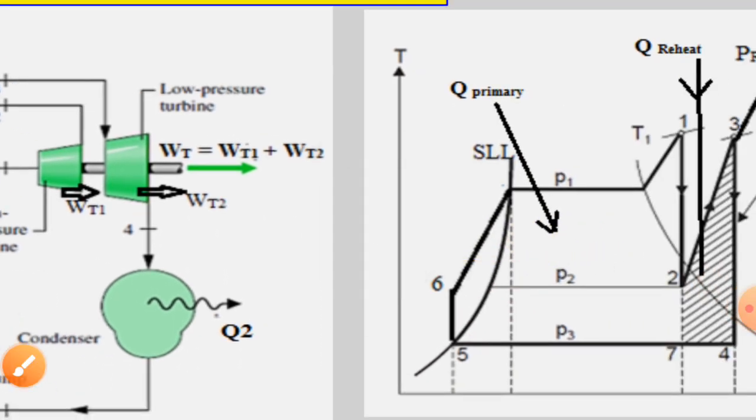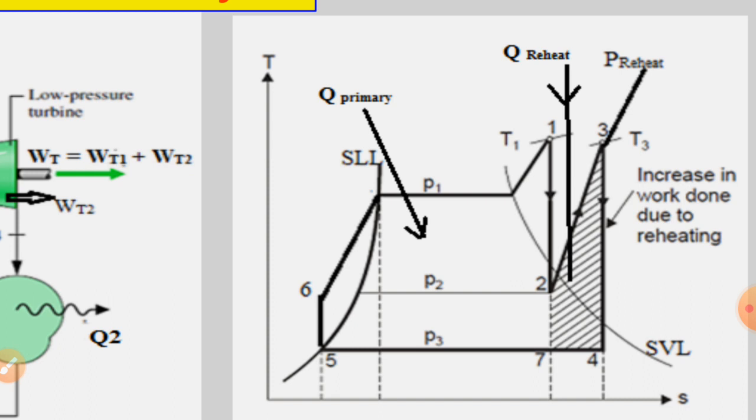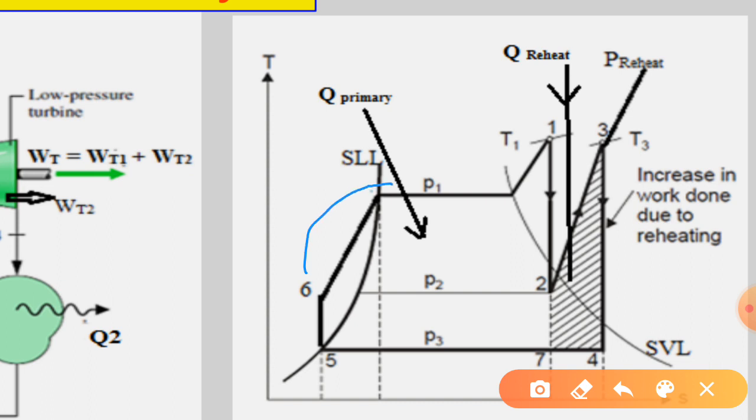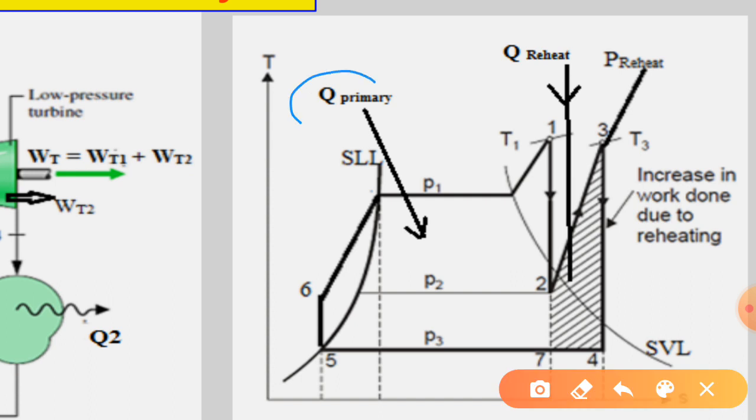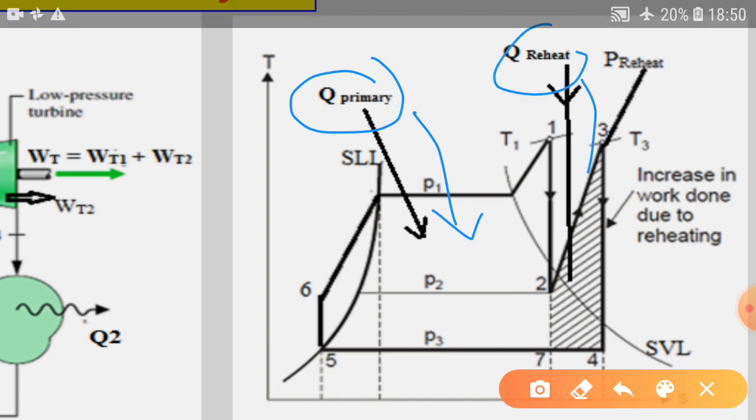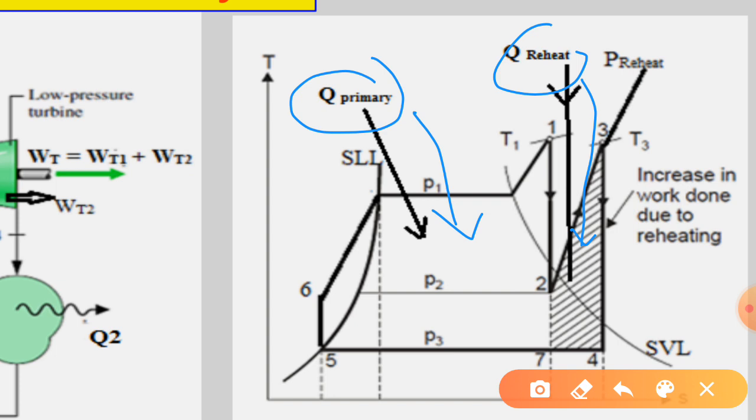So here, as we know, 6 to 1 is a phase change process, till it is saturated liquid. Then this is superheating, so we know it. Then again the cycle repeats. So this is all about the TS diagram. Dear students, please note, here we have added Q primary in the 6 to 1 process and Q reheat, that is, heat is added in the 2 to 3 process into the cycle, and we are rejecting Q2 in 4 to 5.